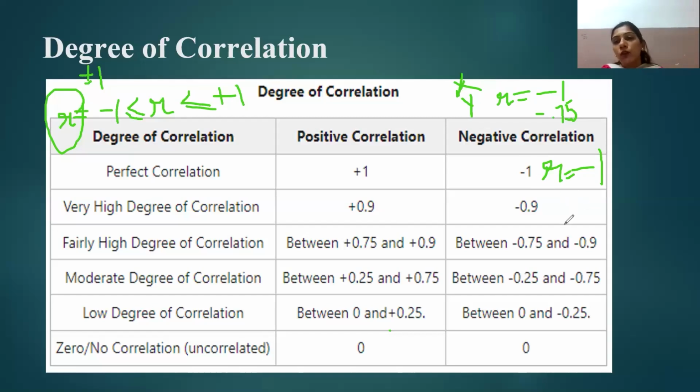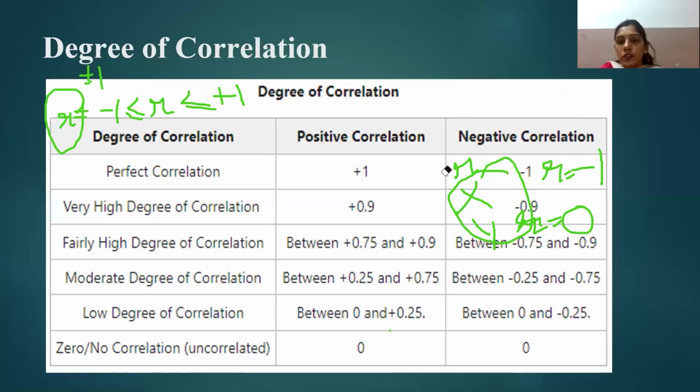And if the value of r is exactly plus 1, then it shows a perfect positive correlation. Okay, so this is how the degree of correlation works when we calculate the coefficient of correlation, which is denoted by r. If there is no correlation between the variables, suppose we have taken two variables x and y and the value of r comes close to 0, then it shows that there is no relationship between the variables x and y.